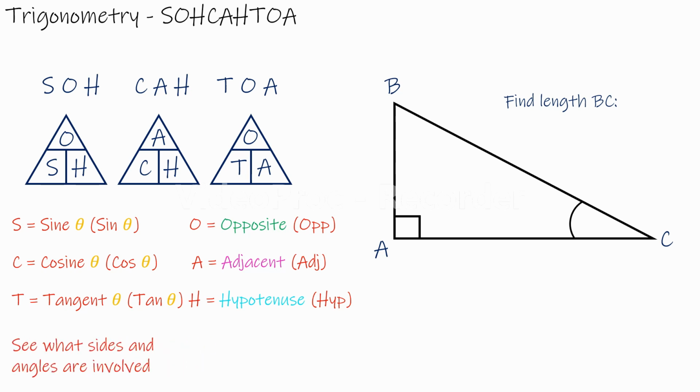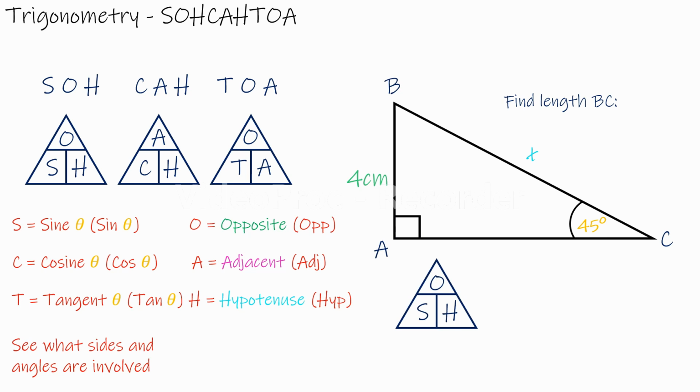Now, first of all, we must see what sides and angles are involved in our question. So here we can see that BA, or our opposite side, is 4 centimeters, and that angle BCA is 45 degrees. Now we need to find length BC, which we can see here is our hypotenuse as it is opposite the right angle. And this allows us to choose which formula triangle we want to use.